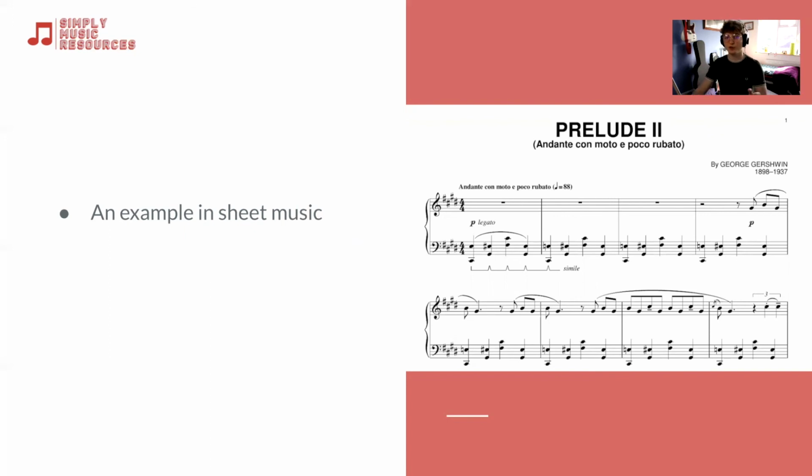We can also look at some of the other examples of stuff we've learned today in this sheet music. So there's legato with the curve. There's piano with the little P symbol. There's the treble clef and the bass clef. So this is piano music, hence why there's both. And there's some sharps, and there's 4 sharps there, which determine the key signature.